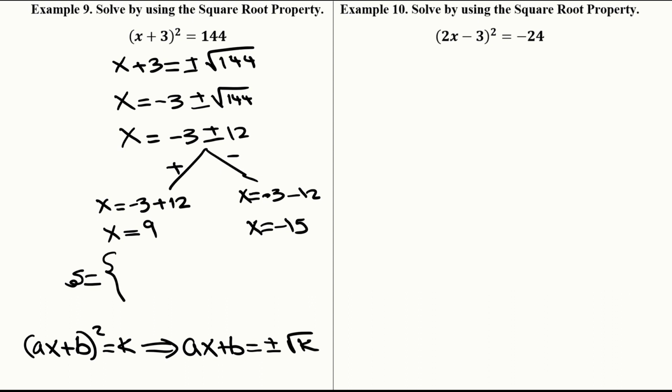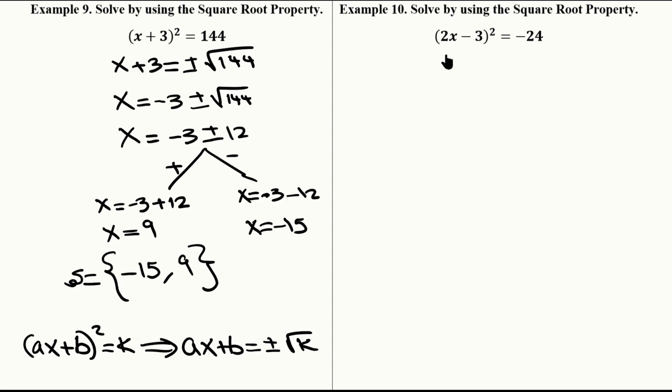So here we'll write the solution set. As my usual habit, I'll go ahead and put them in ascending order, even though once again that is optional. We could have put 9 first and then negative 15. As long as we separate by comma, that would still be considered the correct answer.